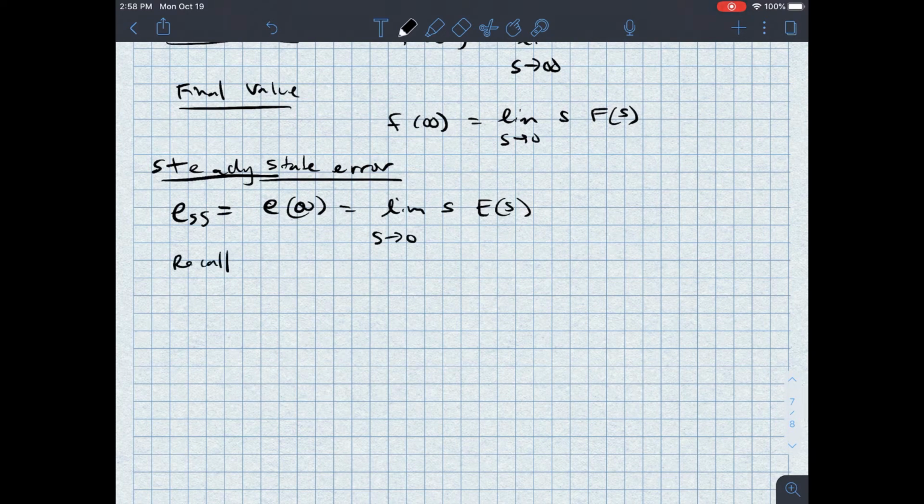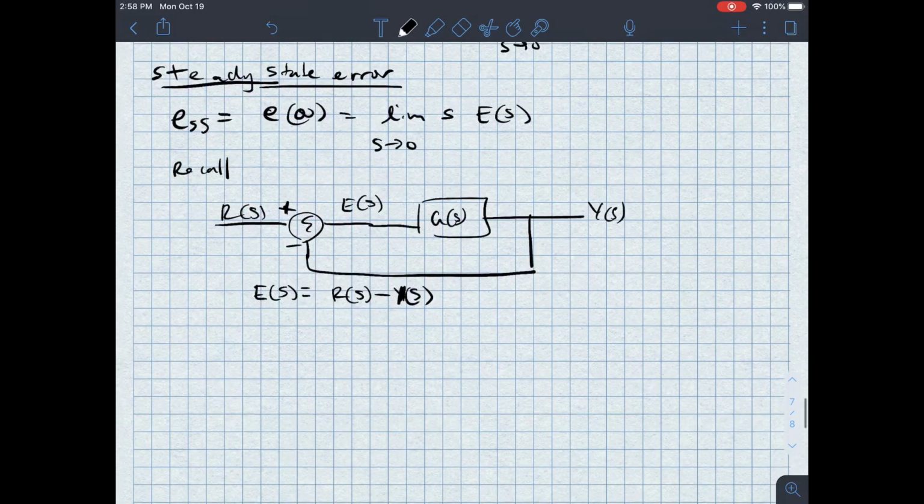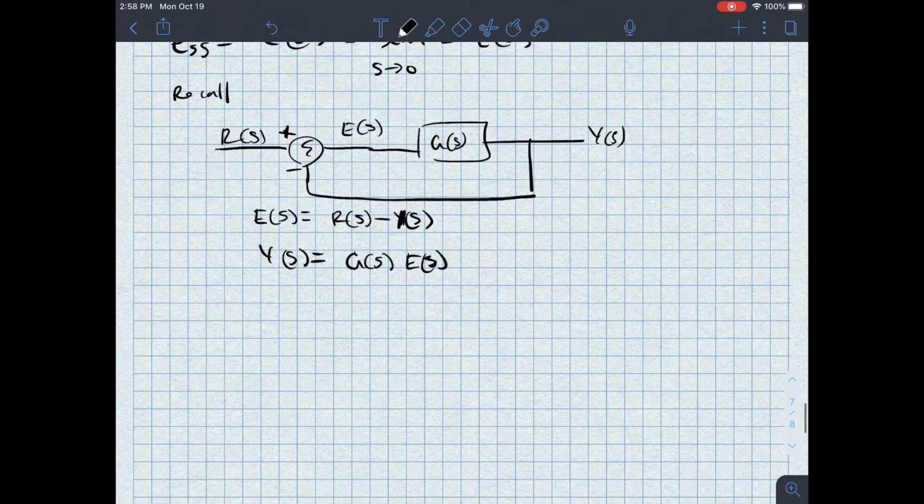Now, let's recall the following form for a system. R of s, summed in here, gives me E of s. E is the error, and then G of s. Here's my output Y of s, and then here is the feedback loop. So the error E of s is just equal to R of s minus Y of s. But I also know that Y of s is equal to G of s times E of s, thanks to the way that signals move through systems in block diagrams.